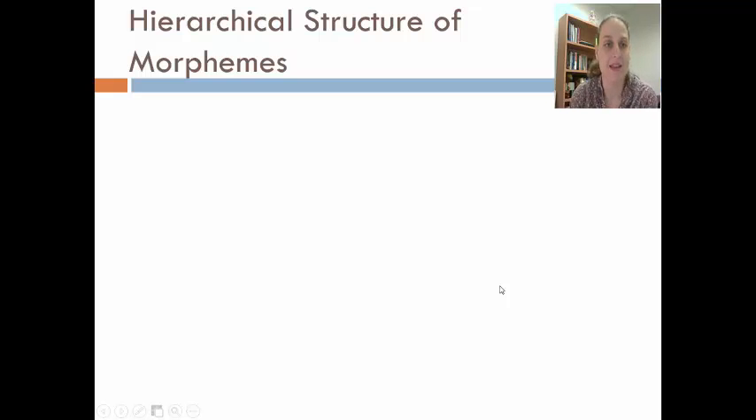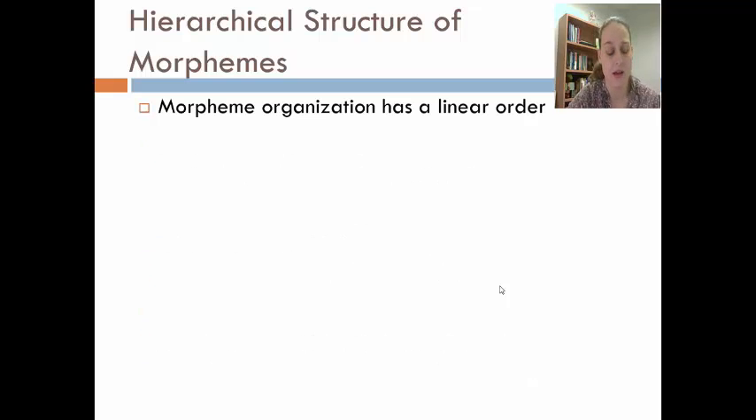We can also talk about the hierarchical structure of morphemes, which are organized in highly patterned ways. So they have an obvious linear order, and they also have a layered structure. Let me show you what I mean.